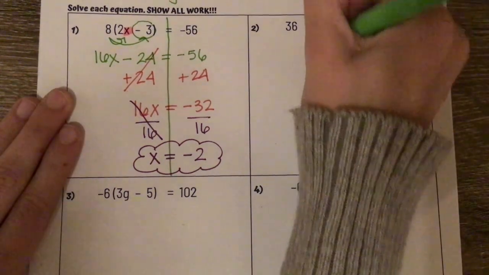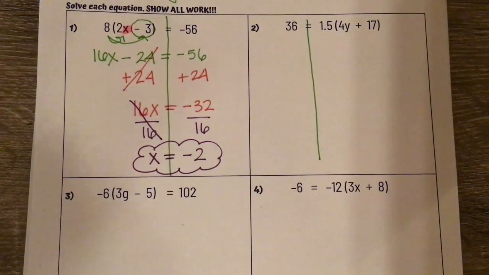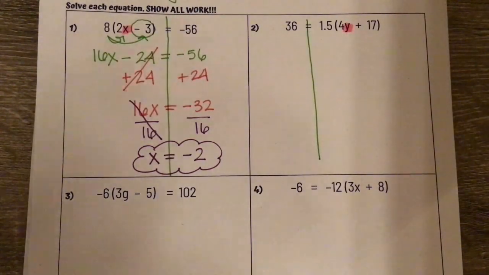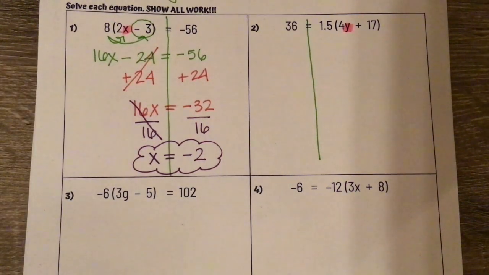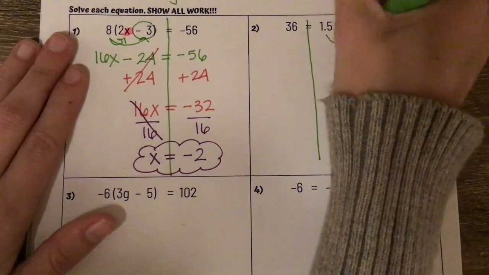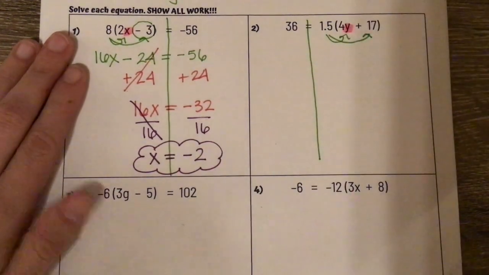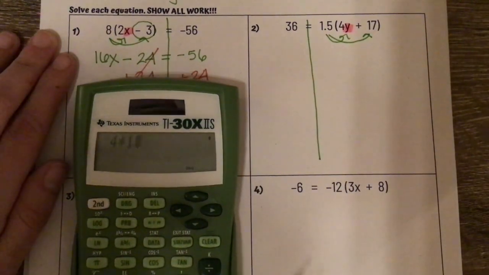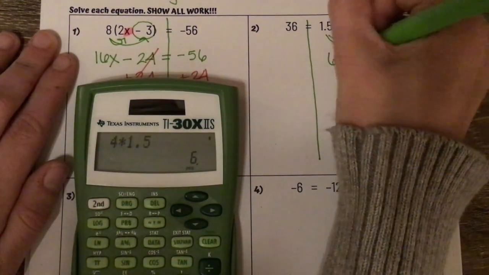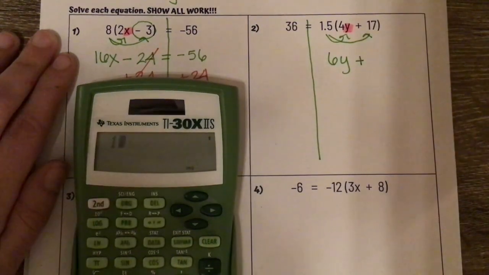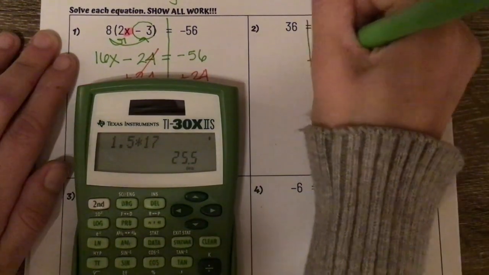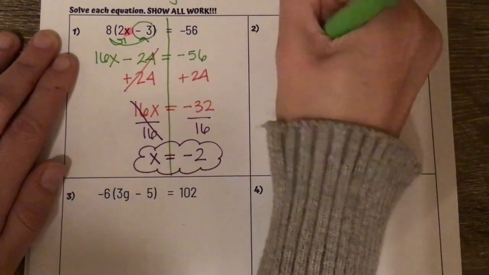All right, number 2, drawing our line down the equal sign, highlighting my variable. The variable is on the right side of the equation, and there are parentheses. So first thing I'm going to do is distribute the 1.5 to both terms. You can use a calculator to help you if you'd like, since it's decimals. We're doing 4 times 1.5, which is 6y, and 1.5 times 17 is 25.5. Equals, bring down the 36.